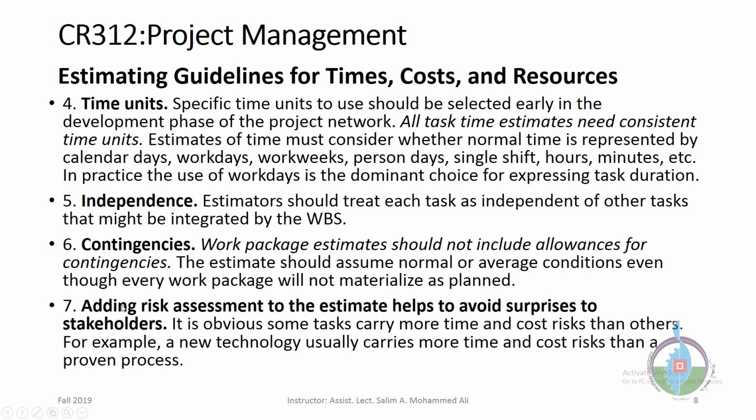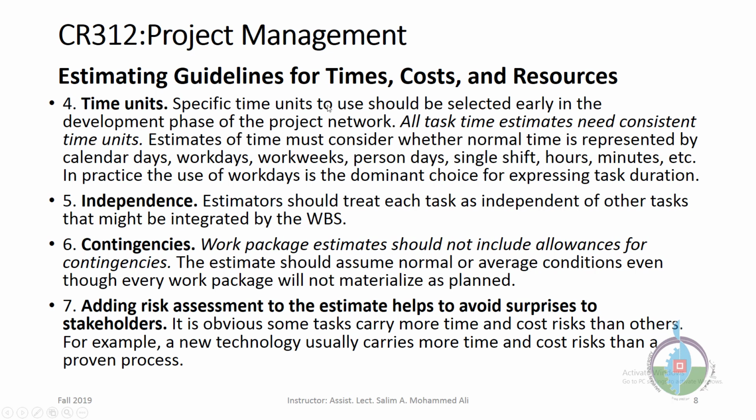Number 7. Adding risk assessment to the estimate helps to avoid surprises to stakeholders. This is very important. It is obvious some tasks carry more time and cost risk than others. For example, a new technology usually carries more time and cost risk than a proven process. So to avoid surprises to the stakeholders, you may put some risk assessments in, like might need more time or might need more cost, although you follow the full guideline on normal conditions.